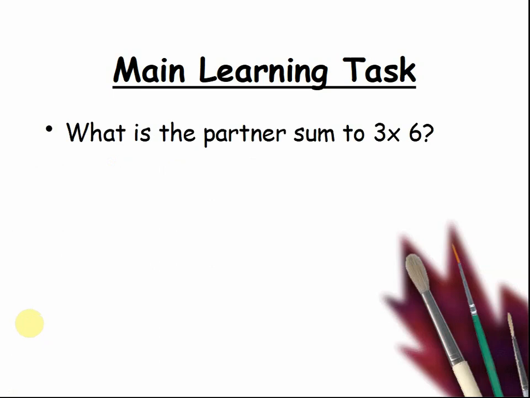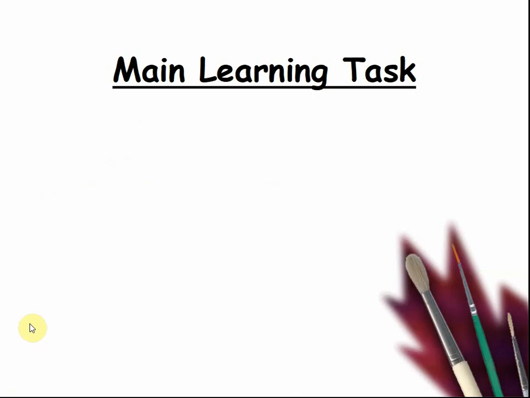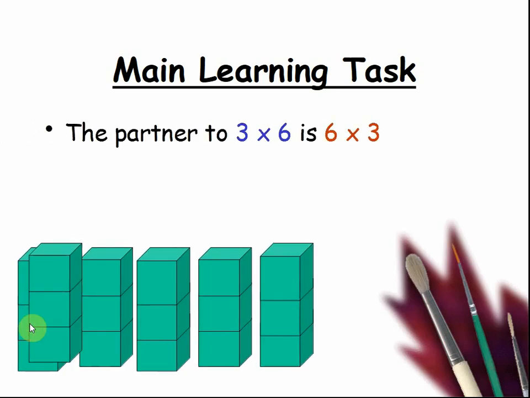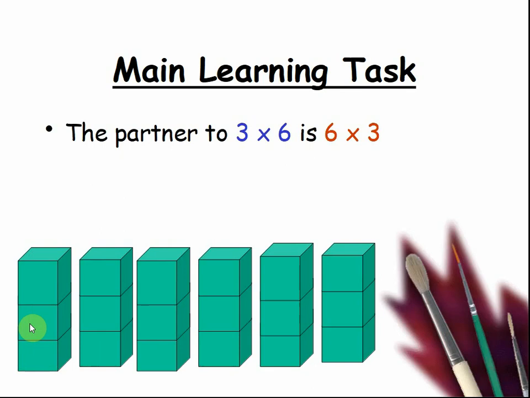What is the partner sum to 3 times 6? Of course you know. What does it total? 6 times 3, and it totals 18. Well done. You know your sums very well. Here is our main learning task. The partner to 3 times 6 is 6 times 3.